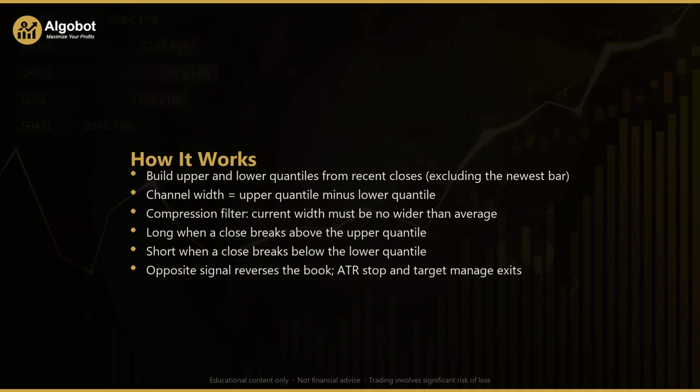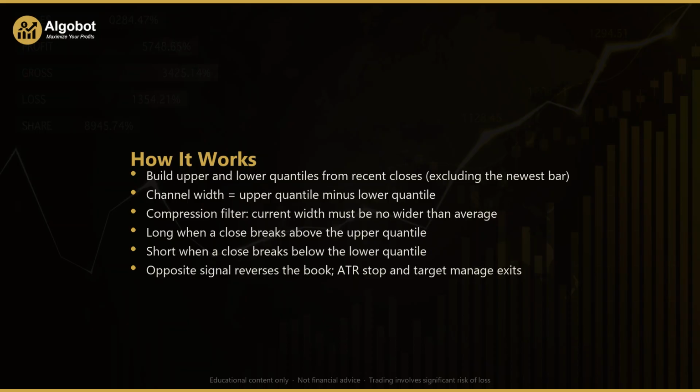The expert advisor works on completed bars only. Once a bar finishes, it looks back over a window of prior closing prices, 40 by default, ending at the bar just before the one that completed. It sorts those closes and, using linear interpolation, calculates the upper quantile and the lower quantile. Importantly, the window excludes the freshly completed bar itself, so a breakout close can never pull its own channel up or down. That keeps the reference honest. The channel width is simply the upper quantile minus the lower quantile.